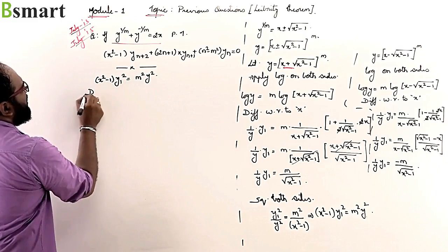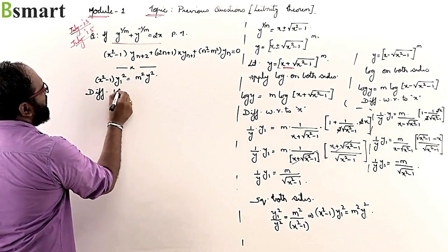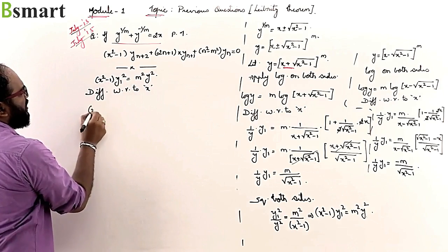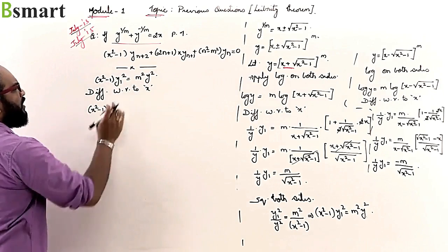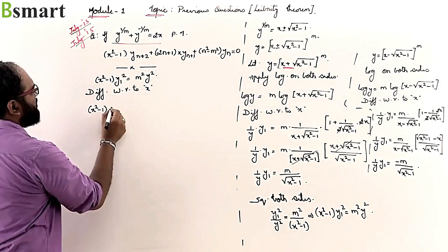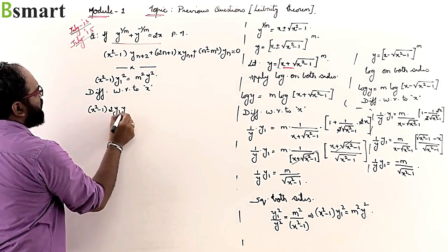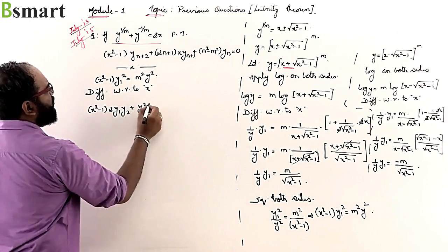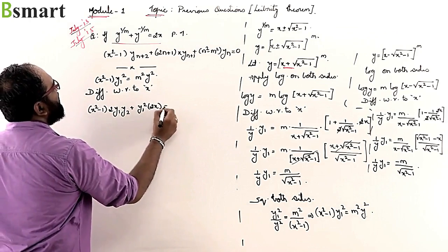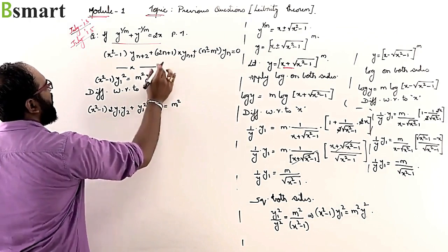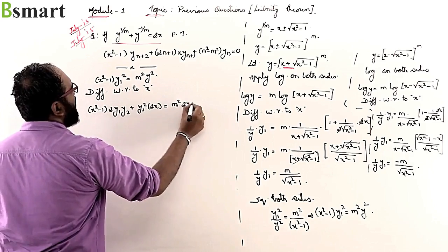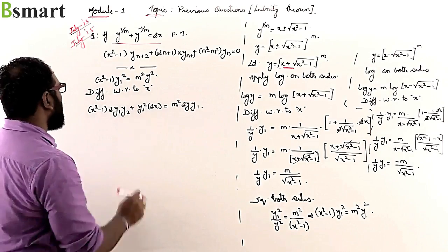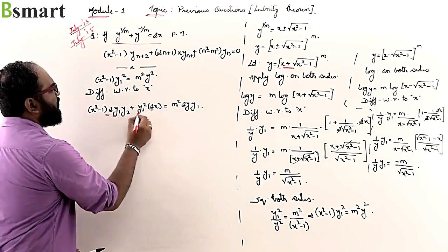Now I'll differentiate this again with respect to x, so apply the UV formula. That is x square minus 1 into the derivative of y1 square, that is 2 y1 y2, plus y1 square into the derivative of x square minus 1, which is 2x, is equal to m square into the derivative of y square, that is 2y y1. And now from all the terms, can I take out 2y1 common?